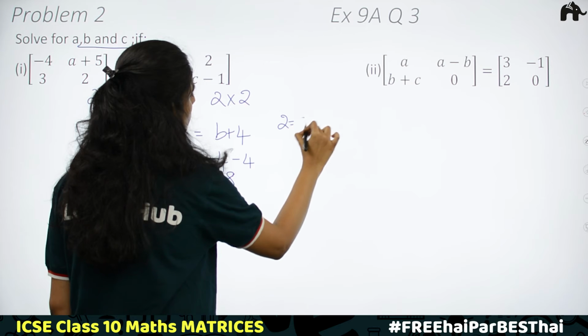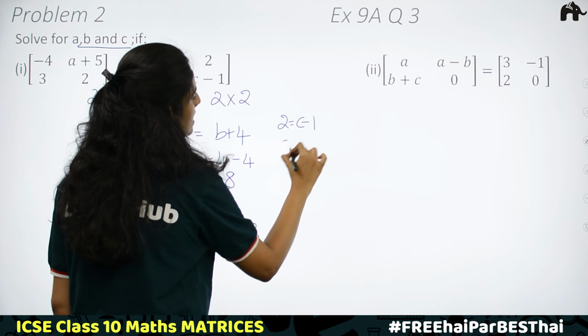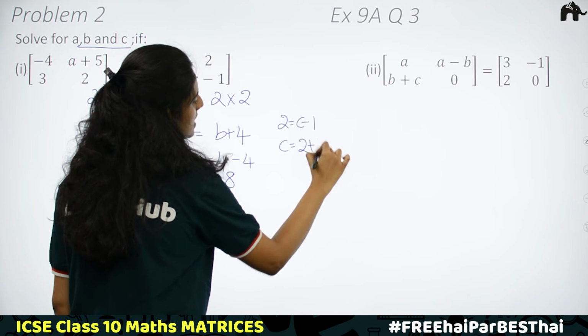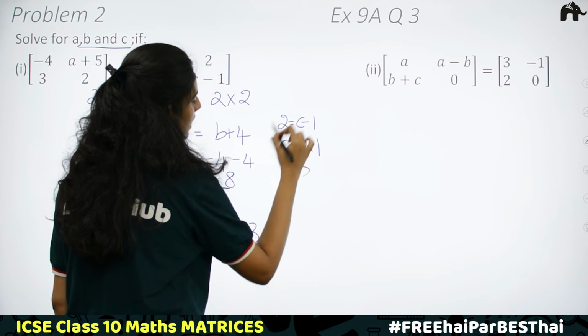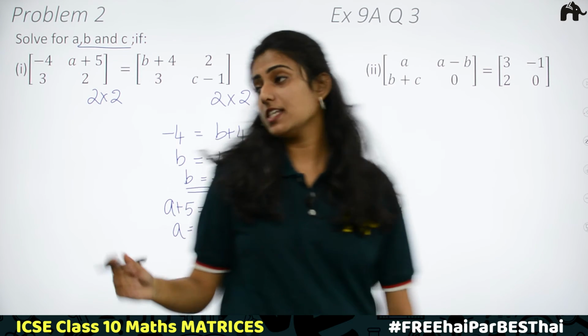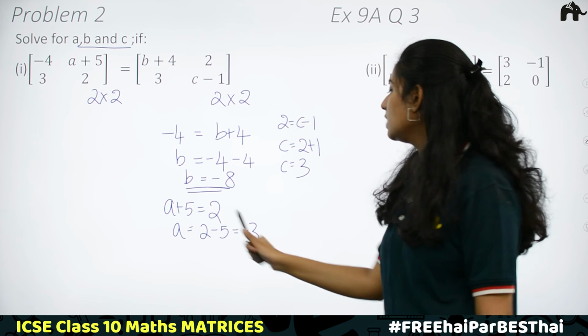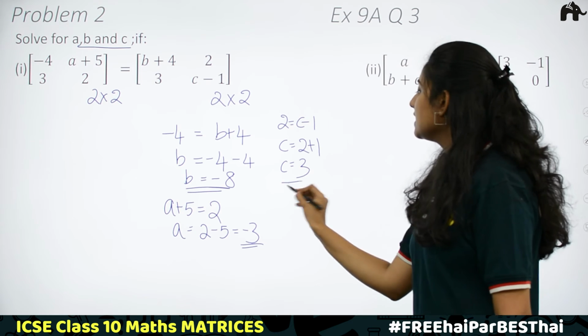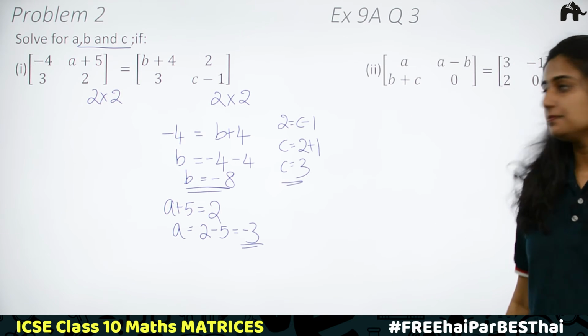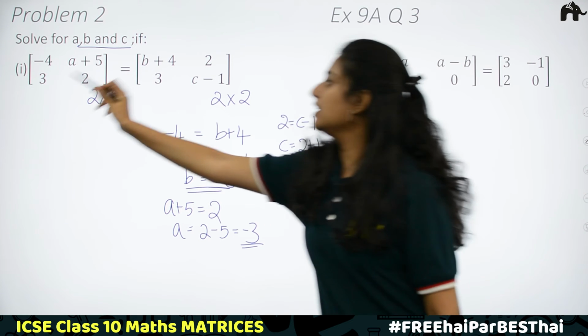2 is equal to C minus 1, which means C will be equal to 2 plus 1, C is equal to 3. Therefore, we got B is equal to minus 8, A is equal to minus 3 and C is equal to 3. Clear? So, this is our first question.